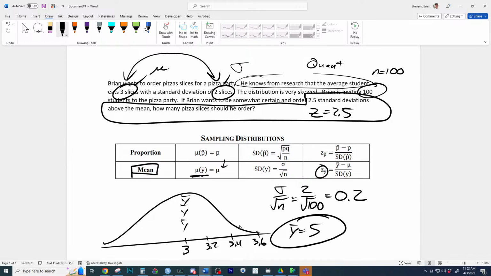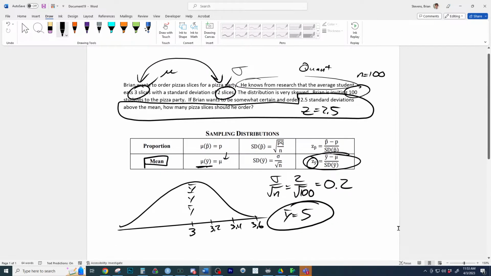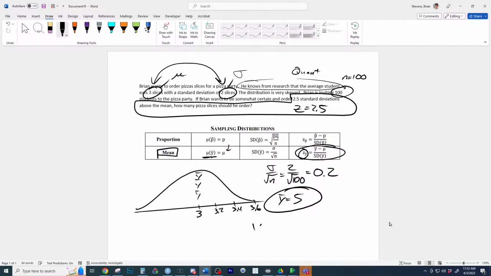A sample mean of 5 from 100 students would be what? Like if on average the students ate 5 slices, then that would be a z-score of what? So you can run through the formula over here. And so what would we get?